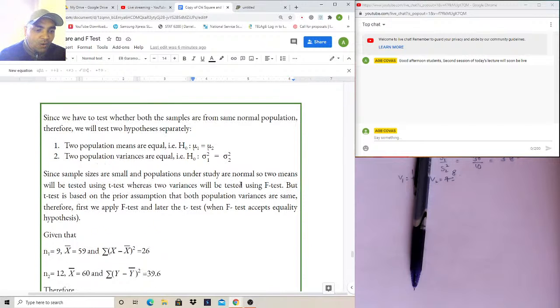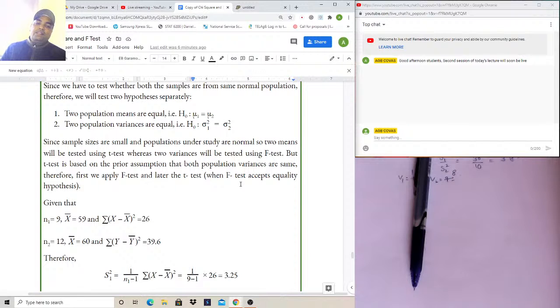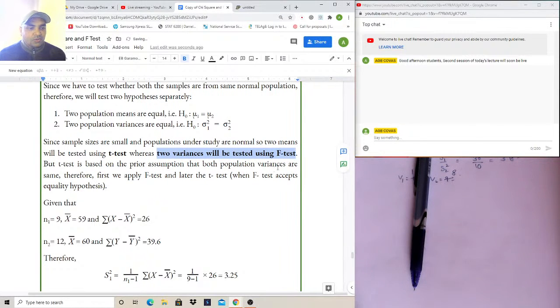Now, since the sample size is small and the populations under study are normal, the two means will be tested using the t-test. How can you test the means? Using the t-test, isn't it? Whereas the two variances will be tested using the F-test, right? But the t-test is based on the prior assumption that both population variances are the same. Therefore, first we apply the F-test and later we will apply the t-test, when the F-test accepts the equality hypothesis.